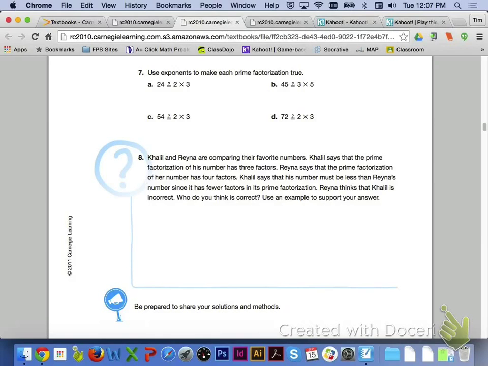Let's turn to page 59. We are going to skip number 5 and 6 and finish up lesson 2.1 with number 7. What we want to do is use exponents to make each prime factorization true. So I want you to finish up and do letters A through D with your group members.